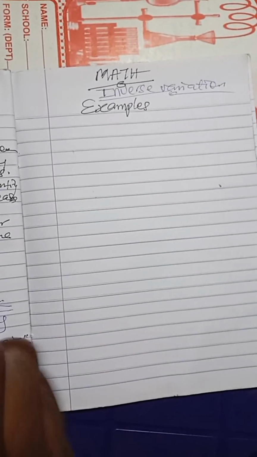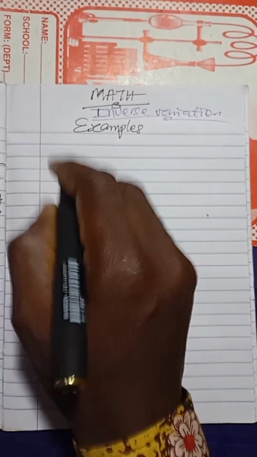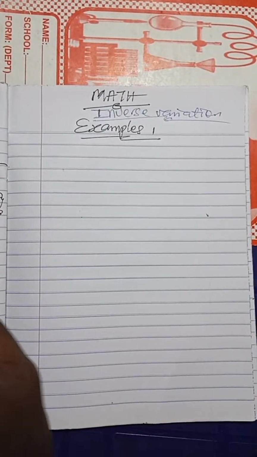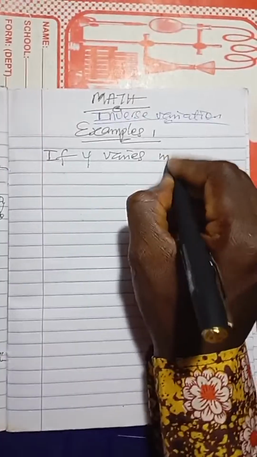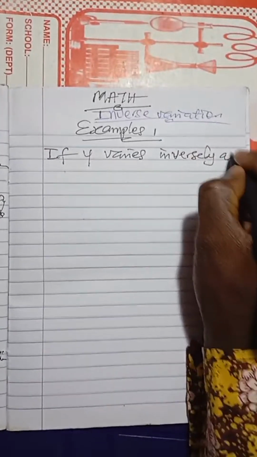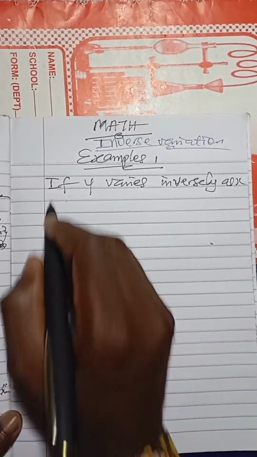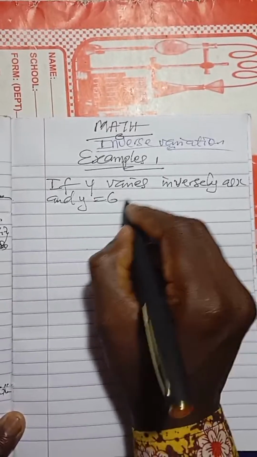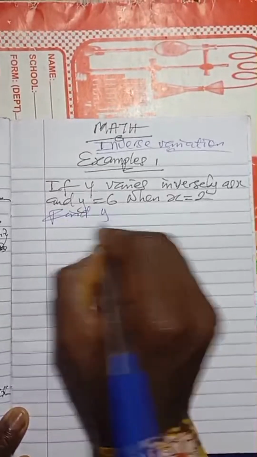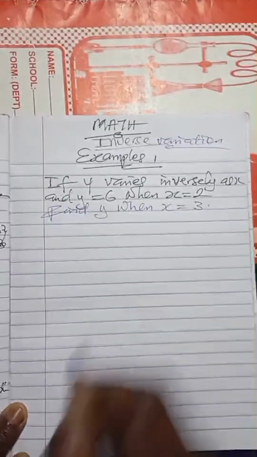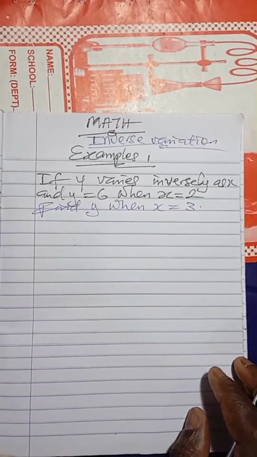So, example: if y varies inversely as x, and y equals 6 when x is equal to 2, find y when x is 3. Solution.